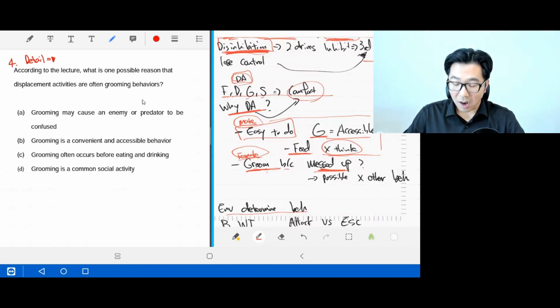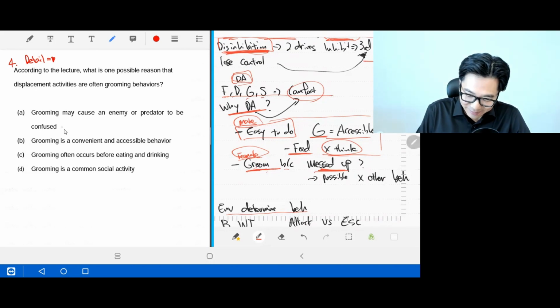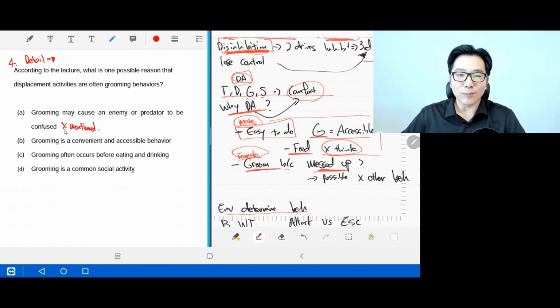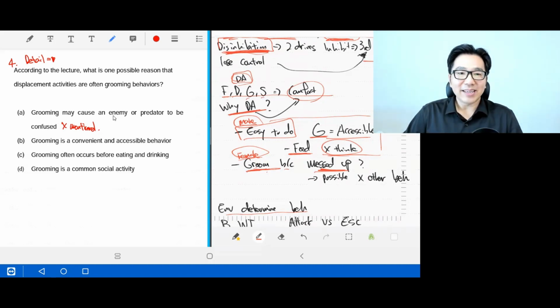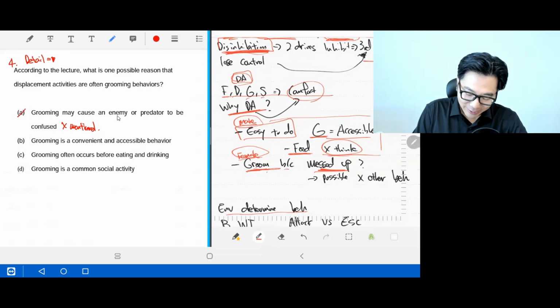All right. Grooming may cause an enemy or predator to be confused. First, it's not mentioned. And if you actually understood this sentence, it's really funny, to me anyway. It's saying like, when an animal grooms, touches the feather, the enemy is getting confused. Oh, what is he doing? Why isn't he attacking me or escaping? Why is he grooming? Okay. That's what A is saying.